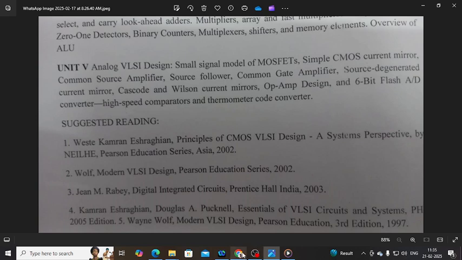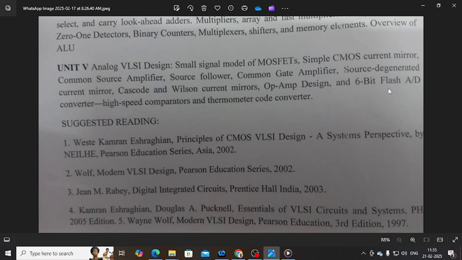This is what I'm going to teach, and let me divide it into three different sessions. First will be the small signal model, immediately followed by the three different types of amplifier. The second section is the simple CMOS current mirror, source degenerated current mirror, cascode, and Wilson current mirror. The third section is the operational amplifier and 6-bit flash ADC, followed by the comparators and thermometer to binary code converter, which is an internal part of the flash ADC.